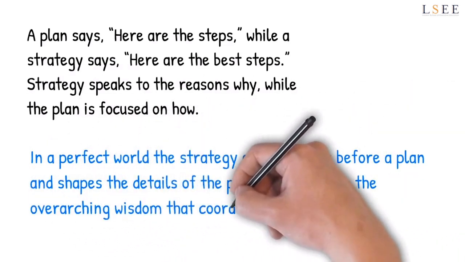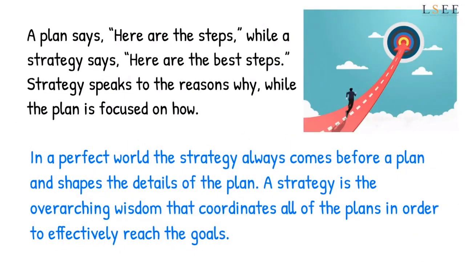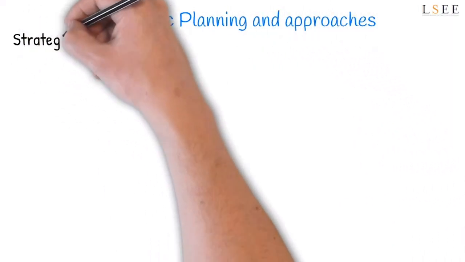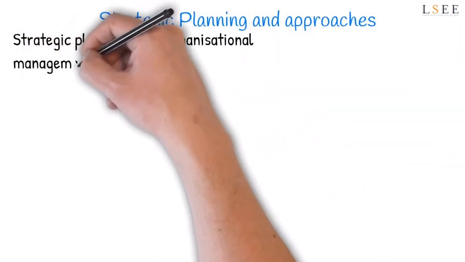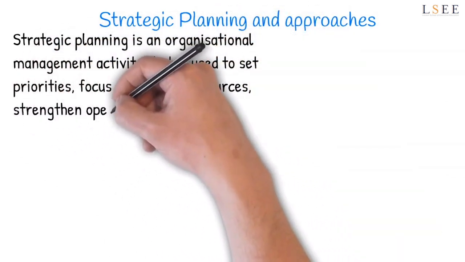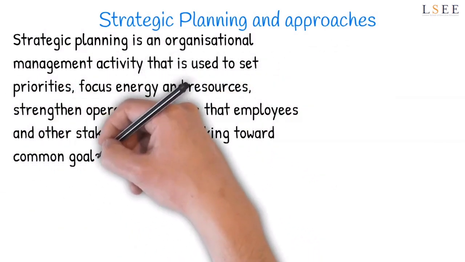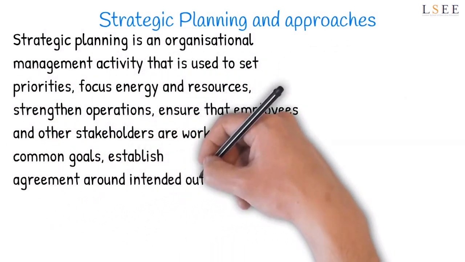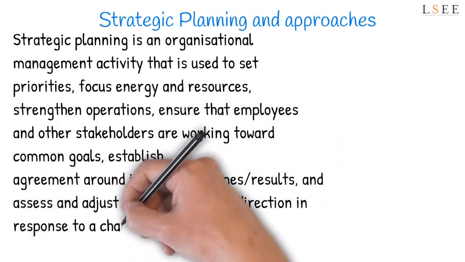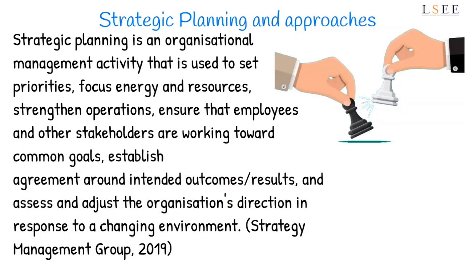A strategy is the overarching wisdom that coordinates all of the plans in order to effectively reach the goals. Strategic planning and approaches. Strategic planning is an organizational management activity that is used to set priorities, focus energy and resources, strengthen operations, ensure that employees and other stakeholders are working toward common goals, establish agreement around intended outcomes/results, and assess and adjust the organization's direction in response to a changing environment.